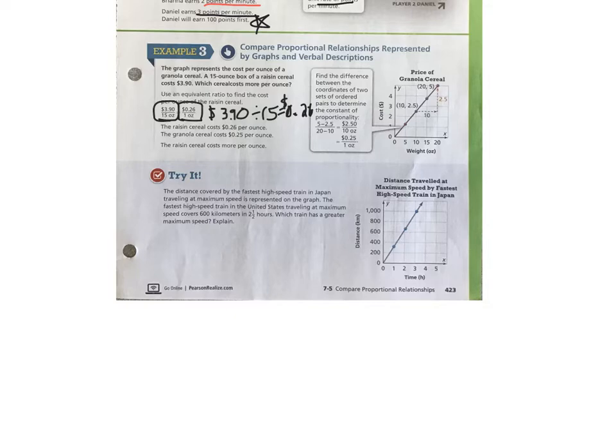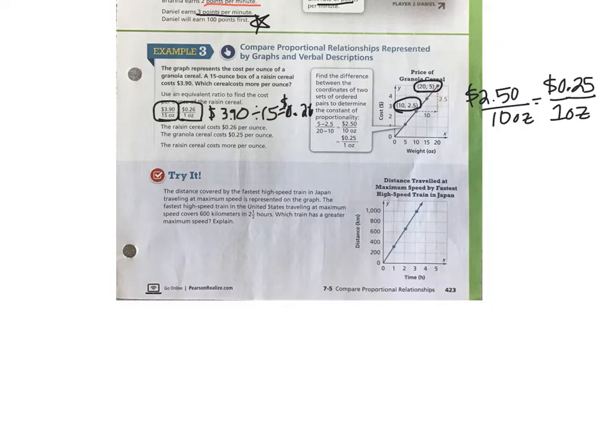If you go over to the graph, you can find the prices of the granola cereal. Remember that you're looking for how much it costs per 1 ounce. So you need to identify some points on the graph in order to find out that unit rate for the granola cereal. In this case, the cost is hard to determine just by looking at the points, so we have to rely on those ordered pairs that they've given us here. So we know that the cost is $2.50 for 10 ounces, and that equates to 25 cents for 1 ounce.